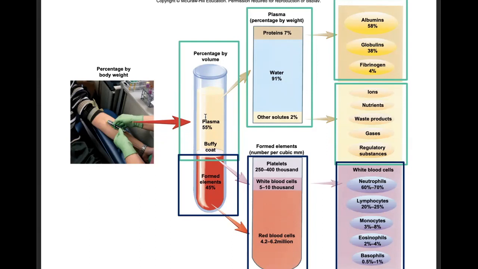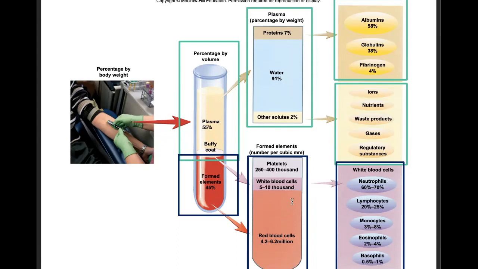Okay, so that is all about your plasma. Now let's go here to your form elements. Form elements make up 45%, and the composition of this one is platelets, white blood cells, and your red blood cells. Okay, so 45%, your form elements are cells and cell fragments.